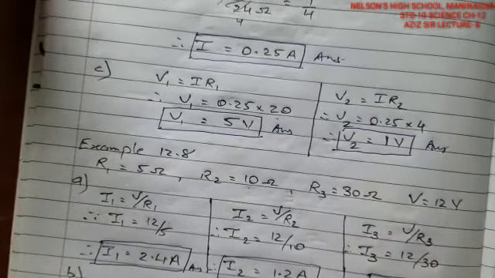The next is 12.8. In sum 12.8, they have given a circuit diagram, figure 12.10, that we are supposed to see. Suppose that the resistances R1, R2 and R3 are given values as 5, 10 and 30 ohms respectively, which have been connected by a battery of 12 volt. Calculate first the current through each resistor, B the total current in the circuit, and the third is the total circuit resistance, that is, the equivalent resistance.